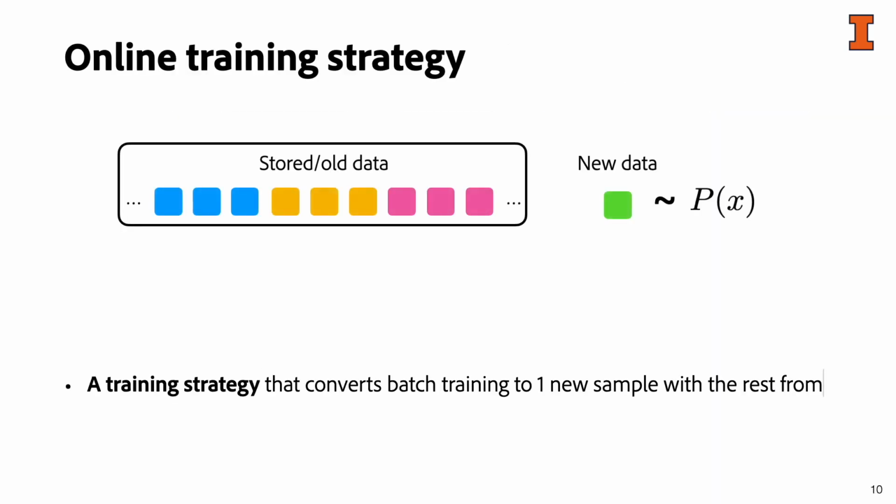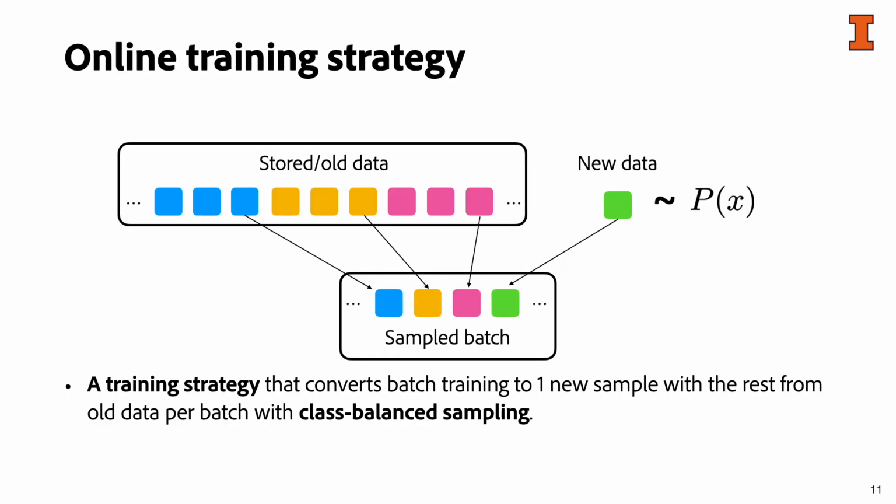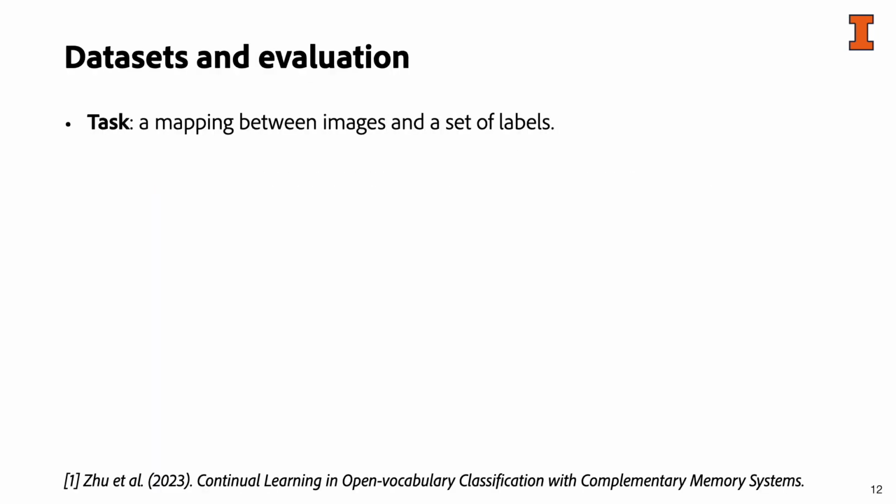For efficient online learning, we form batches with each new sample plus class balanced stored exemplars. This avoids rigid and expensive batch training while allowing us to update our model efficiently with each new piece of information. We evaluate our method using the same framework as Dr. Ew's previous work.